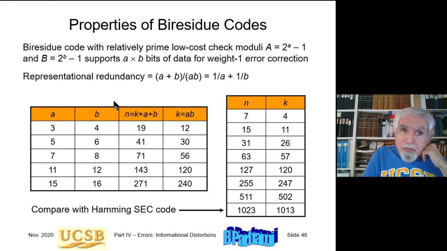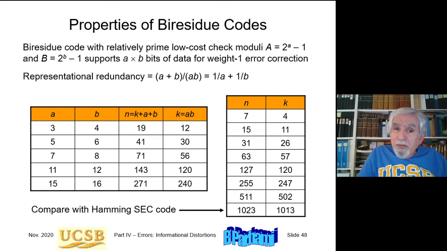And generally, if you use two residues, 2 to the a minus 1 and 2 to the b minus 1, which are relatively prime, which was the case for 7 and 15, it supports a times b bits of data for weight 1 error correction. So a was 3 in the previous example, b was 4. 3 times 4 is 12.